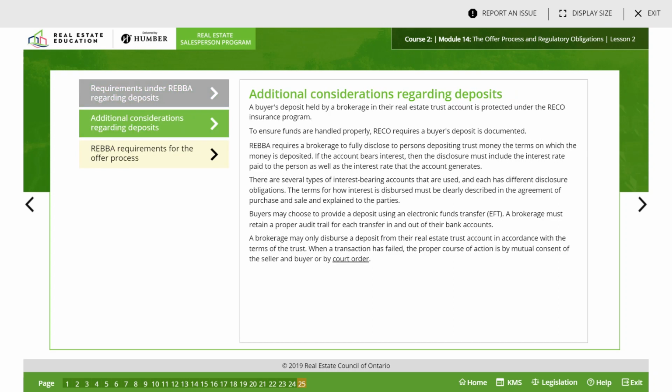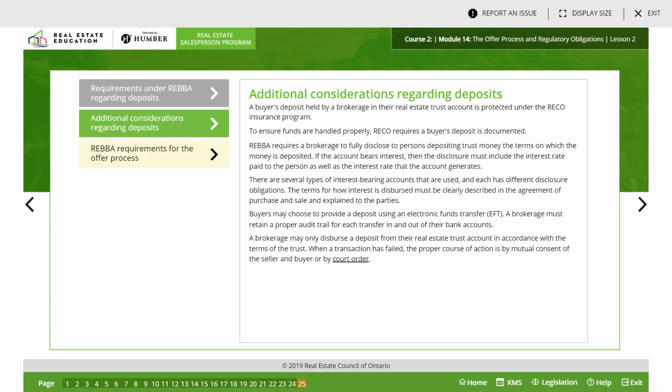Additional considerations regarding deposits. A buyer's deposit held by a brokerage in their real estate trust account is protected under the RICO insurance program. To ensure funds are handled properly, RICO requires that a buyer's deposit is documented. REBA requires a brokerage to fully disclose to persons depositing trust money the terms on which the money is deposited. If the account bears interest, then the disclosure must include the interest rate paid to the person as well as the interest rate that the account generates.